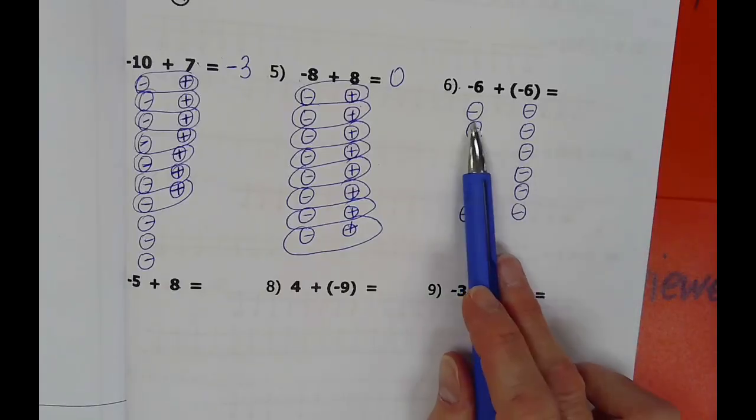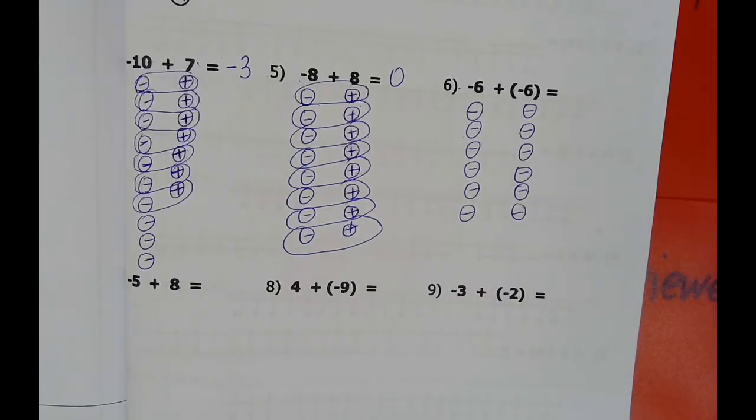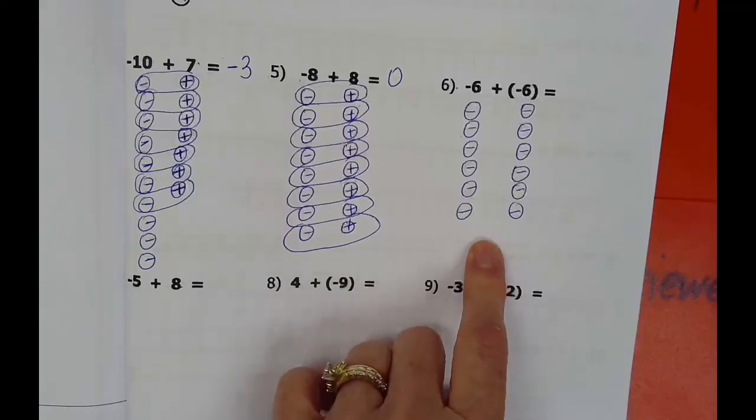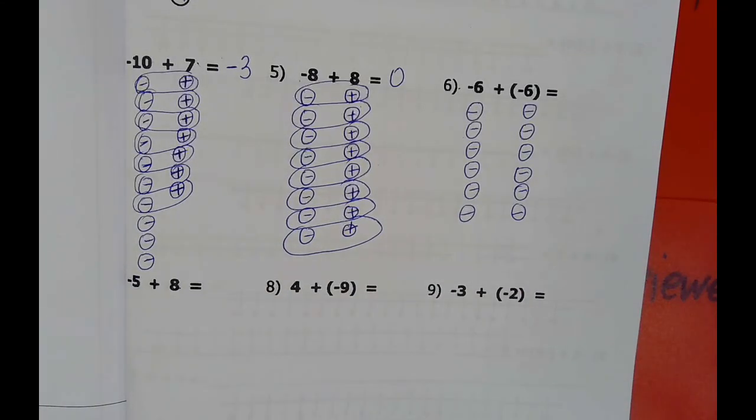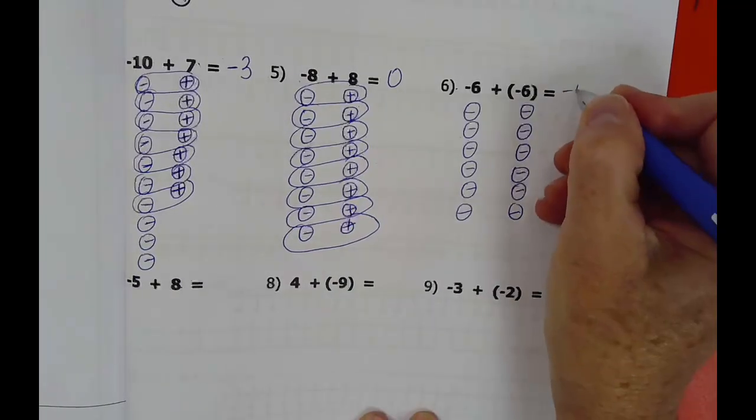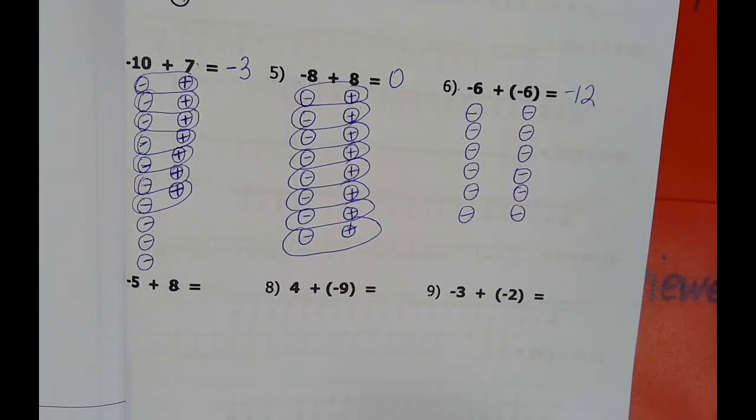None. Why not? They're both negative. You can only circle if you have a positive and a negative. I don't have any zero pairs. So, just because you see that same number, make sure that you have different signs if you're making zero pairs. Okay? So, my answer is going to be what for this? What do I have if I have 6 negatives and I put 6 more negatives with it? Count them. What do I get? 12. What kind of 12? Negative 12. I do not make any zero pairs.